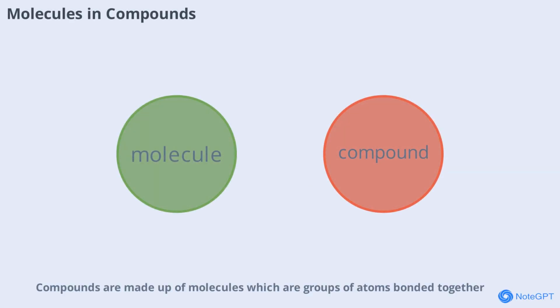Compounds are made up of molecules, which are groups of atoms bonded together. For example, a water molecule has two hydrogen atoms and one oxygen atom. Molecules give compounds their unique properties. Understanding molecules helps us see how atoms combine to form new substances.